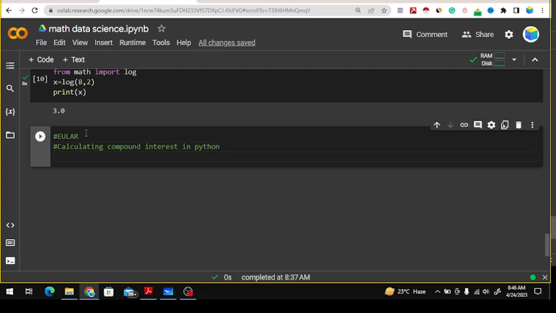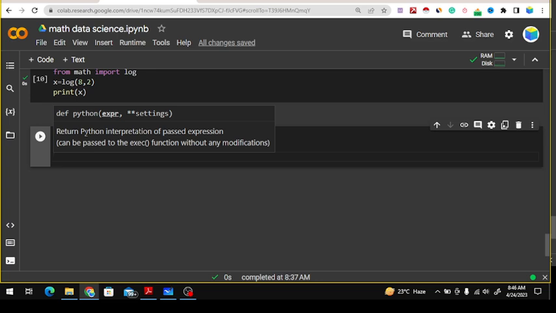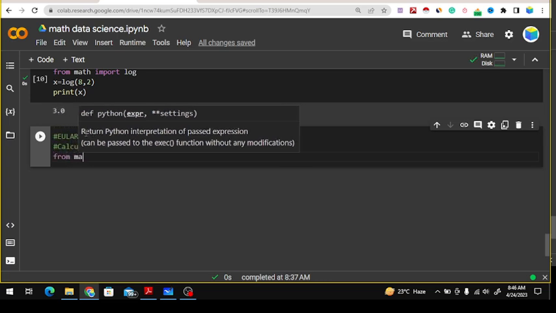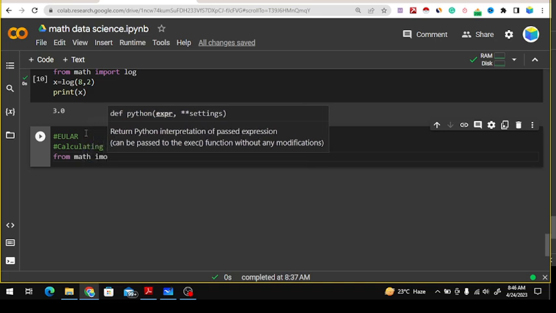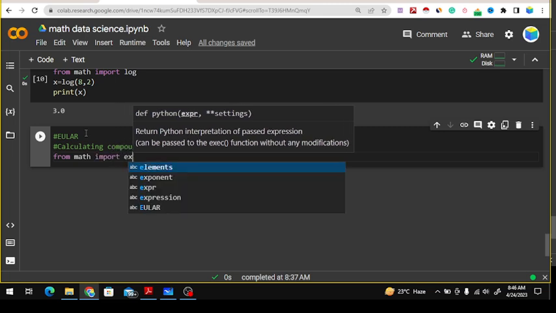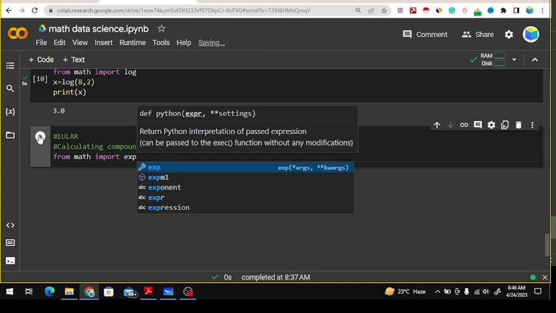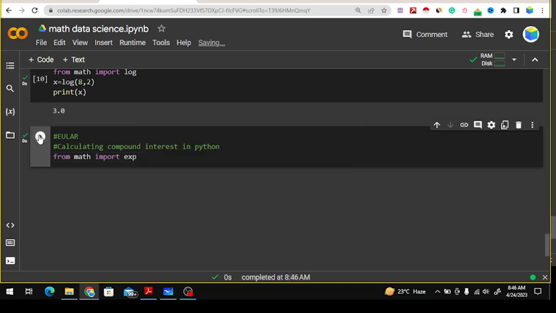So let's see: from math import exp, like exponential. Yes, it has been imported.